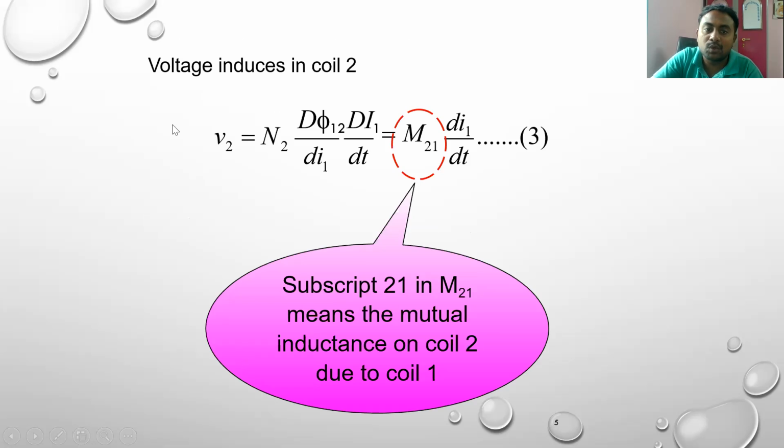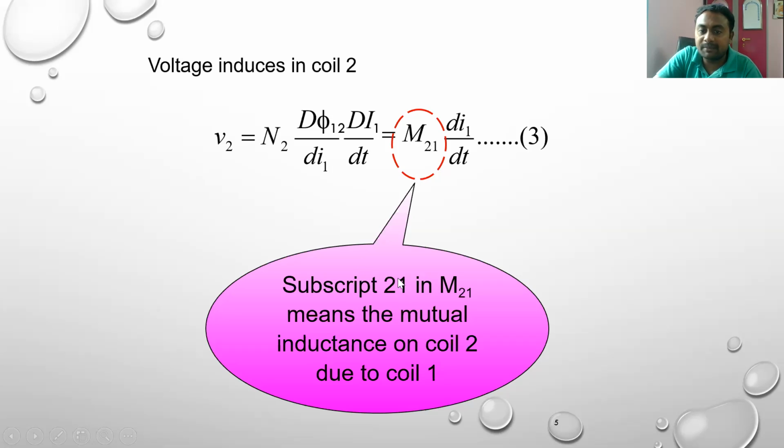Because of the current flowing through coil 1, there is an EMF produced in coil 2, that is V2. Coil 2 has N2 turns, and the flux linking coil 2 is d phi 12, and the current flowing through coil 1 only causes this flux. So di1 by di1 into dt. I am calling N2 into d phi 12 by di1 as M21.